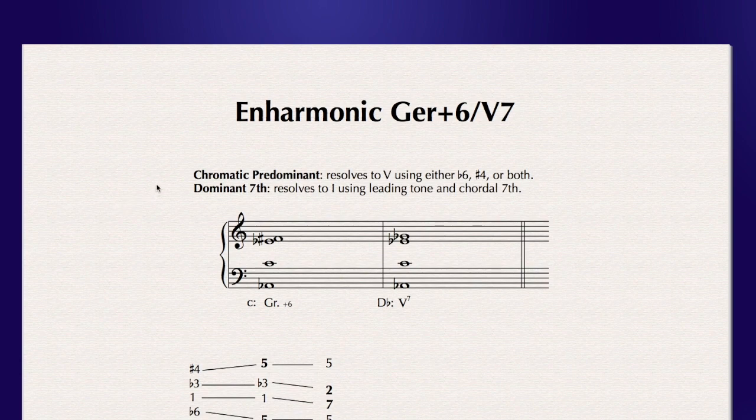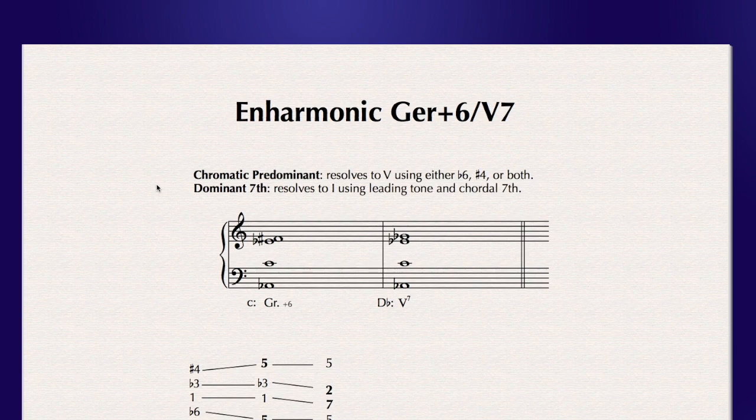A German augmented sixth is from a family of chords. We call them chromatic predominants. A chromatic predominant chord is a chord that's going to resolve to 5. That's the predominant part. And it's going to have one or both of the scale degrees that are a half step away from 5. So flat 6 or sharp 4. So you think about your modally borrowed minor 4 chord or 2 half diminished. They both have flat 6 in it.